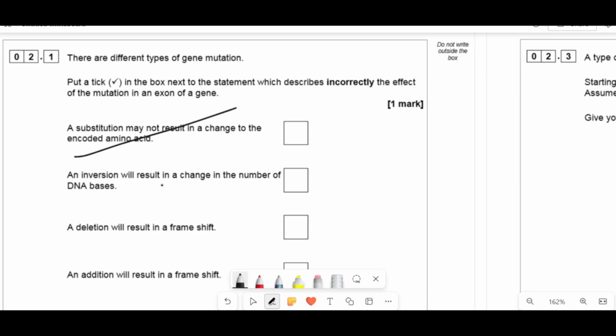An inversion will result in a change in the number of DNA bases. That one is the incorrect one, because all you're doing is reversing the sequence. It's not changing the number of bases in it. So you can have A, T, T, T, A, C, G or something, right? If it's reversed, it would be G, C, A, T, T, T, A. That's not changing the number of bases.